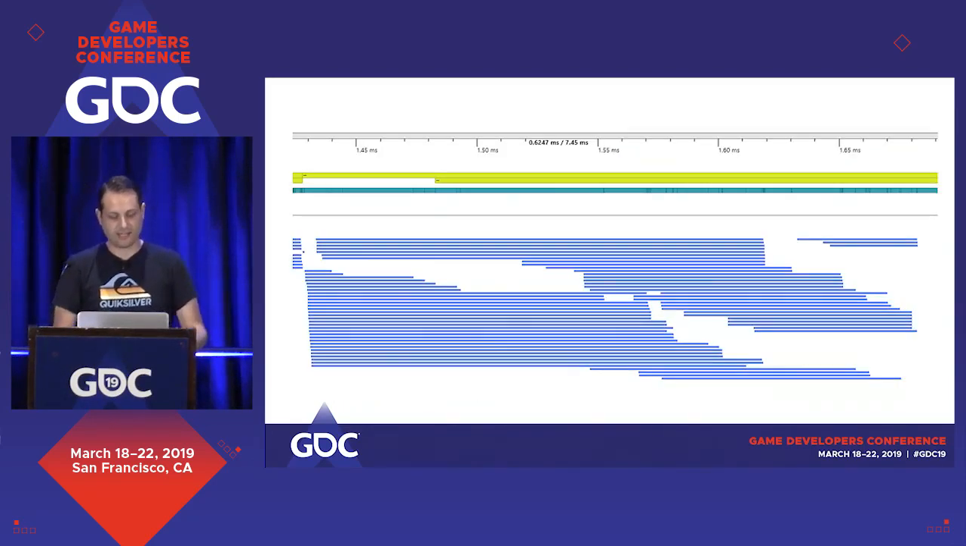And this is a capture from PIX for Windows, which is showing a very similar thing in a slightly different way, where this was taken on an even bigger GPU. This was on my RTX 2080, and it's showing even more draw calls all in flight and overlapping at the same time. So you can see how there's all kinds of overlap going on here. It's not sequential and serial.